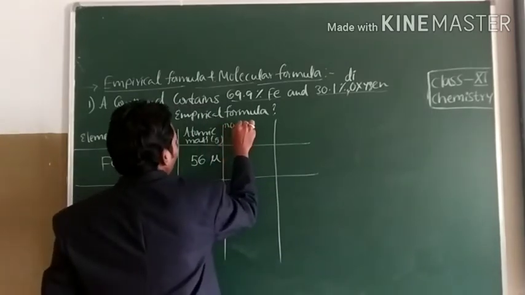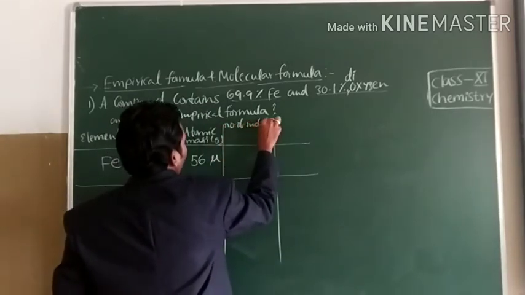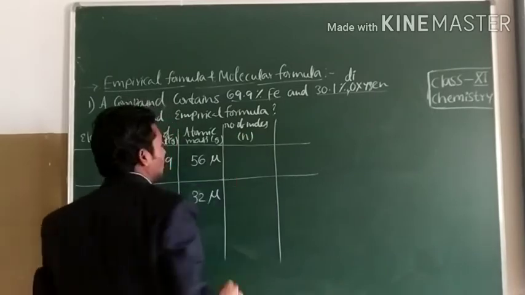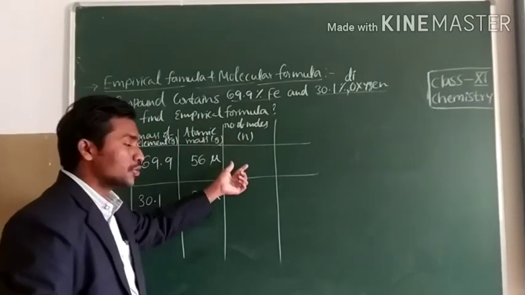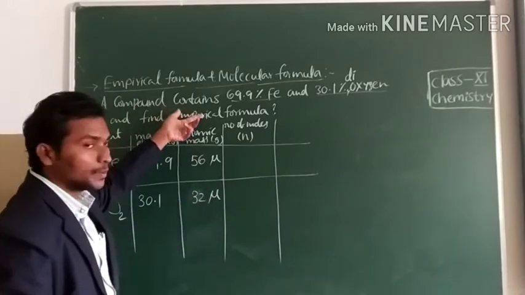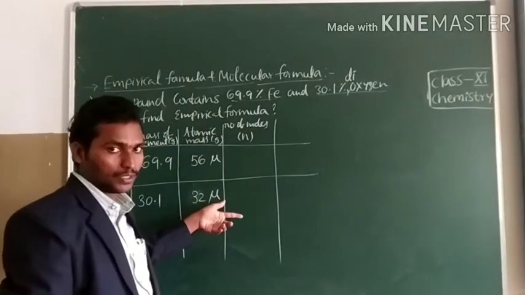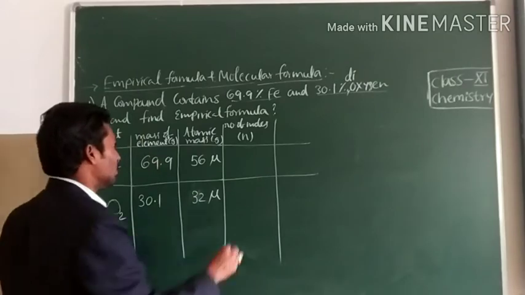Number of moles, denoted by m. How can we find out the number of moles? It's the ratio of the mass of the element to the atomic mass of the element. What is the mass of iron here?